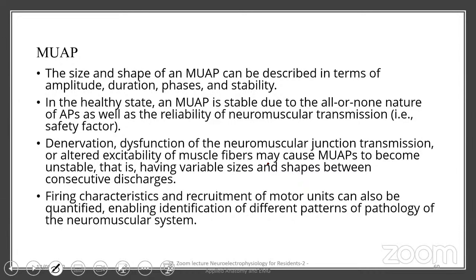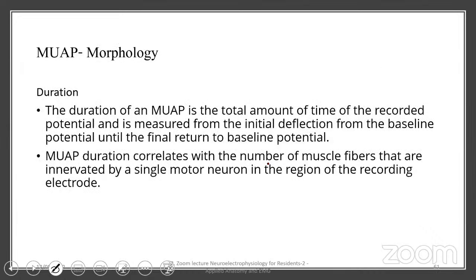In the healthy state, MUAP is stable due to the all-or-none nature of action potentials, as well as the reliability of neuromuscular transmission. Safety factor is there. Denervation, dysfunction of the NM junction, and altered excitability of the muscle fibers may cause MUAPs to become unstable, that is, having variable sizes and shapes between consecutive discharges. The firing characteristics and recruitment of motor units can also be quantified, enabling the identification of different patterns of pathology of the neuromuscular system.